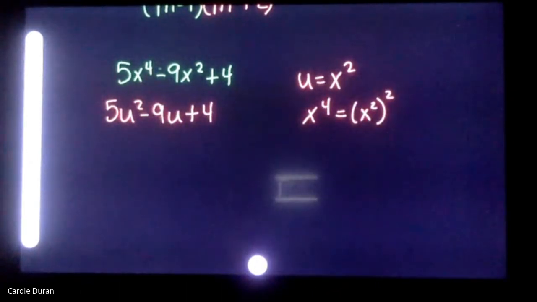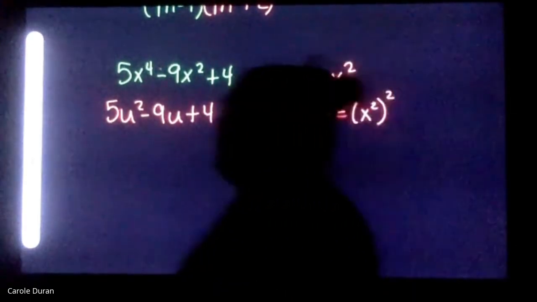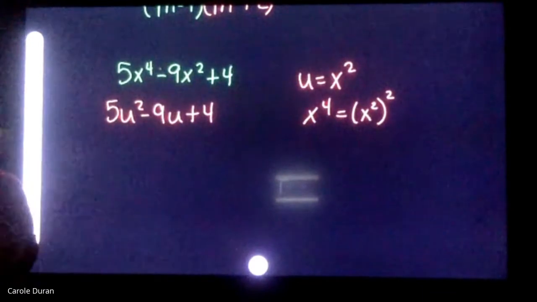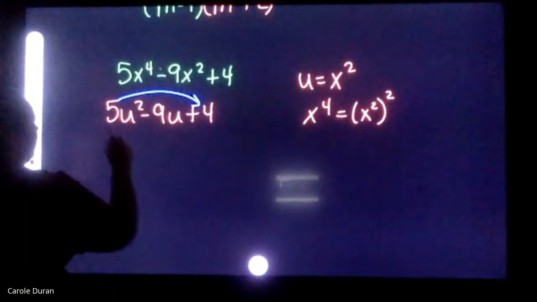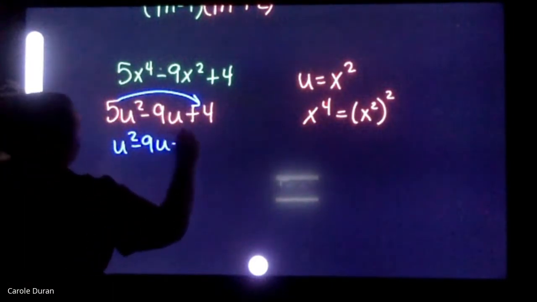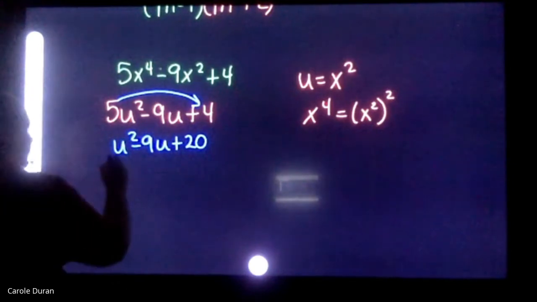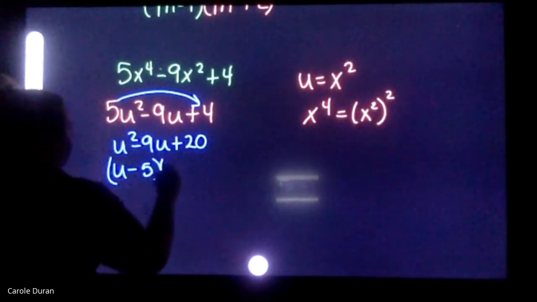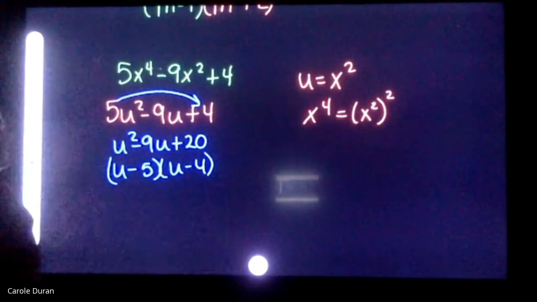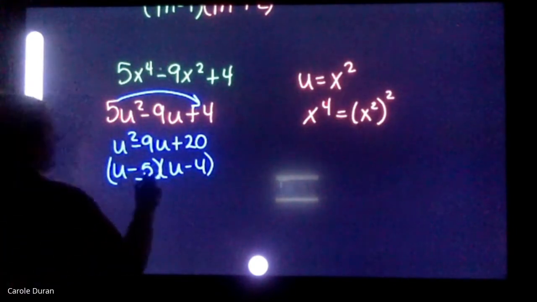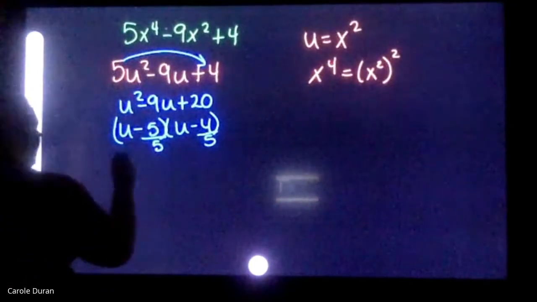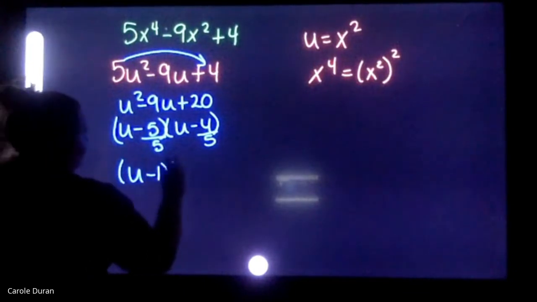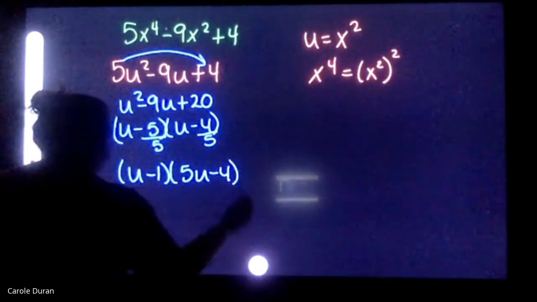From here, it's just like any other quadratic. I would look to see if it fit any of my special cases. It doesn't. I would look to see if I can pull out a common factor. I can't, which means I get to rainbow this 5 across. When I do, I get U squared minus 9U plus 20. I go ahead and I factor that into U minus 5 and U minus 4. Because I rainbowed, I also have to unrainbow, so I'm going to divide each of these by 5. I go ahead and simplify as much as I can. So I get U minus 1 and 5U minus 4.